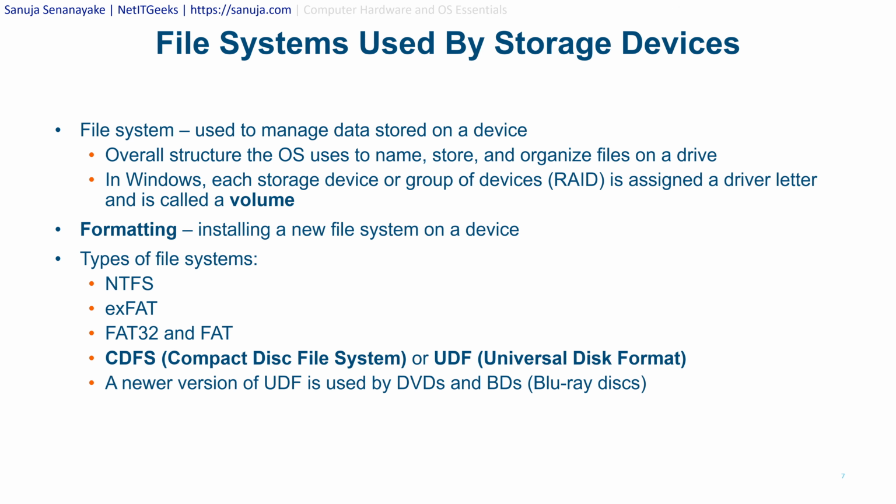There are file systems such as NTFS, FAT, and FAT32, etc. Different operating systems and different versions of the operating system, such as Windows 95 as opposed to Windows 11, may use different file systems. In Windows, each storage device or group of devices, which is called RAID, is assigned a drive letter, and it is called a volume. So the reason you have a C drive is that it's a volume that Windows is using for installation of its operating system.